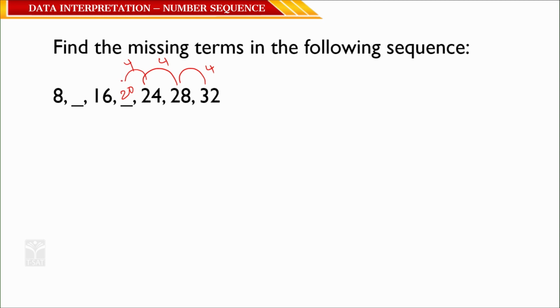Now we will check whether the same pattern follows. The difference between 20 and 16 is 4, correct? Okay. So the difference between this number and 16 will be 4, so 16 minus 4 is 12, correct? Now it is a complete series, observe it: 8, 12, 16, 20, 24, 28, 32, here the number increases by 4 units.